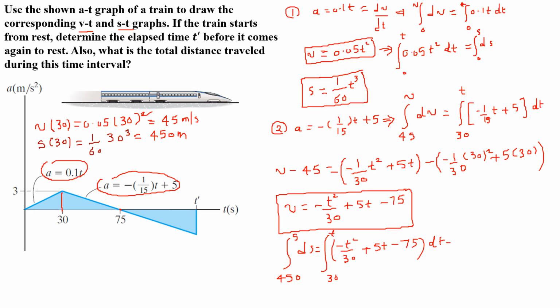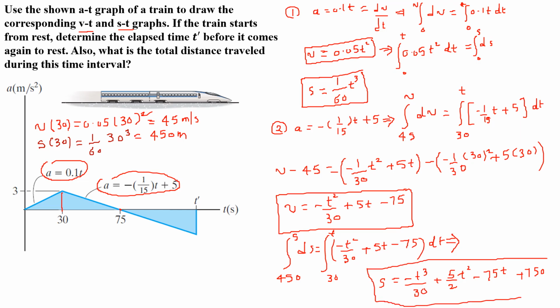Okay, I did this integration earlier, and let me give you the results. I got s here to be, it's a very simple integral, minus t cubed over 30 plus 5 over 2 t squared minus 75t, plus 750. Okay, so that's my s function.